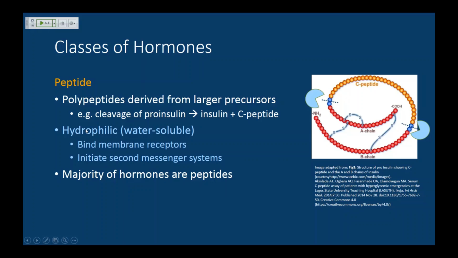Okay, peptides are hydrophilic, meaning they're water soluble, and that has a couple important implications. Because they're water soluble, they can dissolve in the plasma within the bloodstream and travel freely as such, but they cannot diffuse through the plasma membrane. The hydrophobic tails of the plasma membrane are going to exclude these hydrophilic peptide hormones from diffusing across. And because of that, peptide hormones are going to have to bind receptors on the cell membrane.